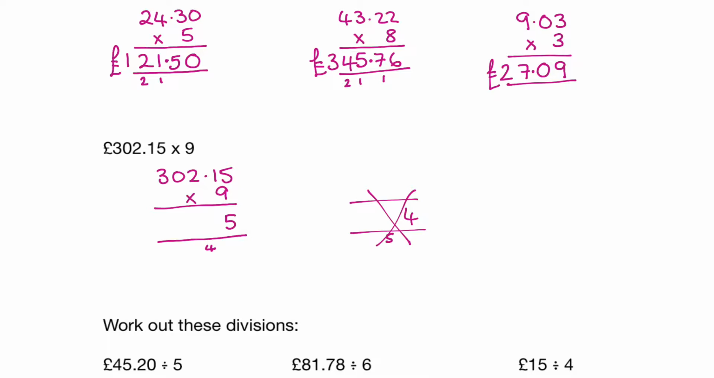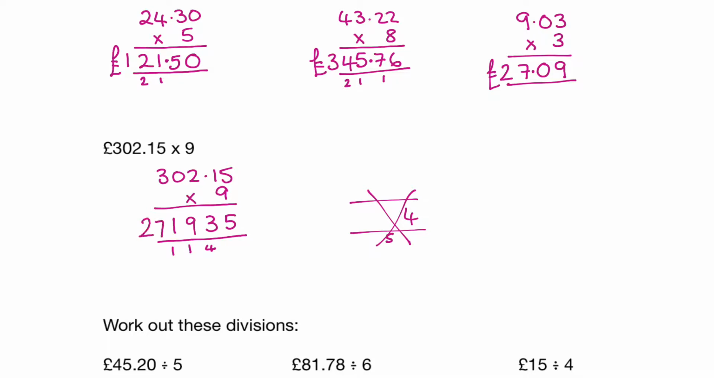So remember, be careful how you write that. Okay, so we've done 5 times 9, so it's 1 times 9 now. 1 times 9 is 9. Add 4 is 13. Then 2 9s are 18. Add the 1 makes 19. 0 9s is 0. Add the 1 is 1. And 3 9s are 27.